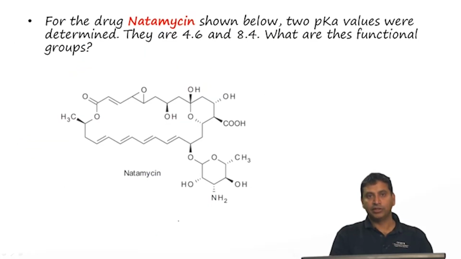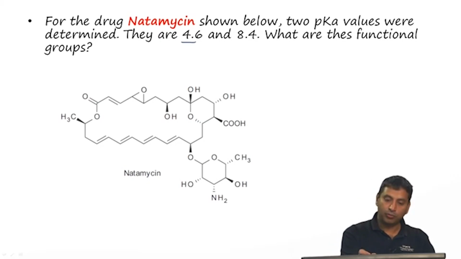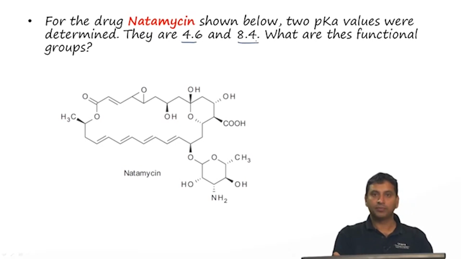The next question is, for the drug natamycin shown below, two pKa values were determined and they are 4.6 and 8.4. What are these functional groups, is the question. So, let us look at this molecule in a little bit of detail. You have a number of functional groups here. Let us look at them one by one.